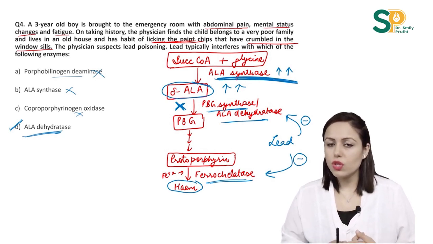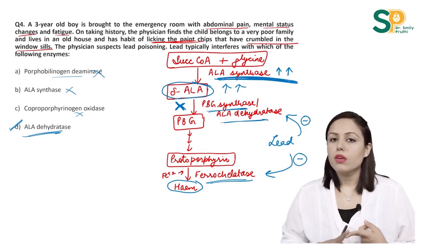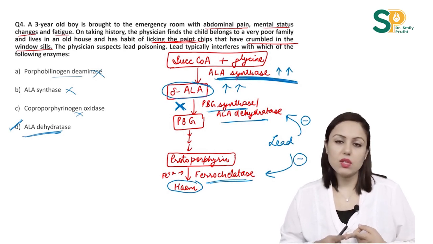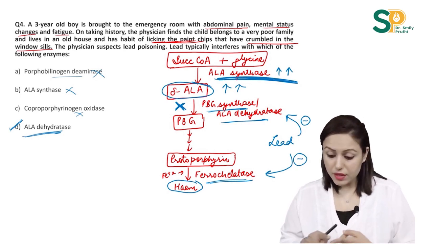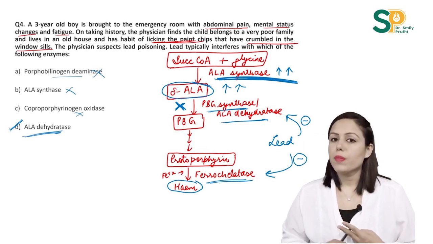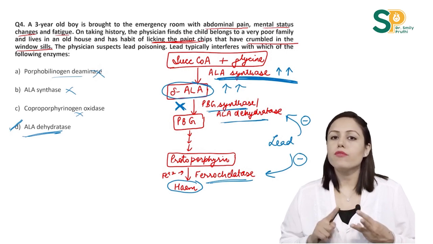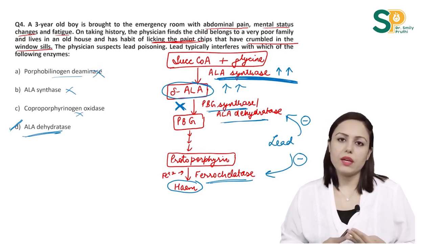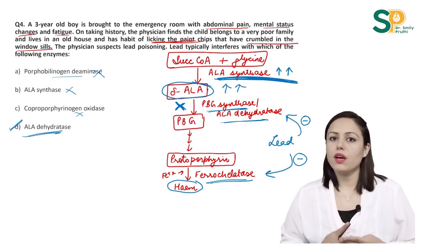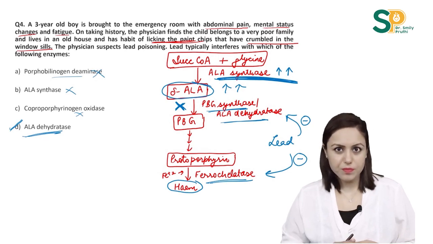So 3 questions they usually ask in lead poisoning. Which enzyme is decreased? It is either ferrochelatase or ALA dehydratase, right? Then which enzyme is increased? It is ALA synthase. And which compound is coming in urine? That is ALA, delta amino levulinic acid, okay?